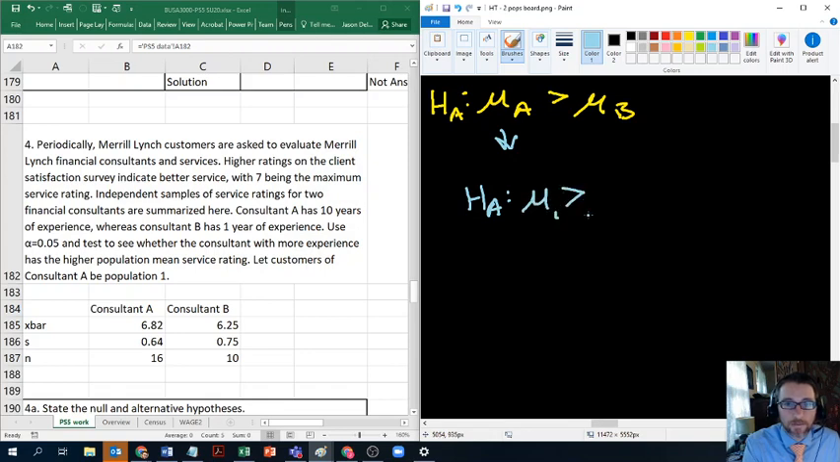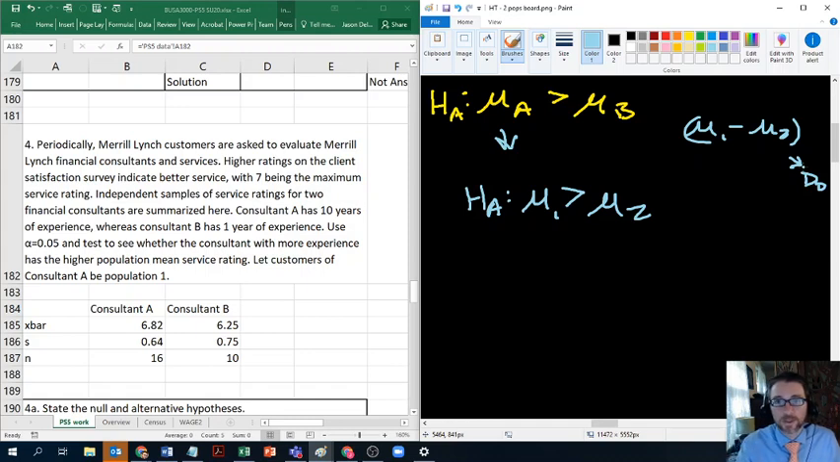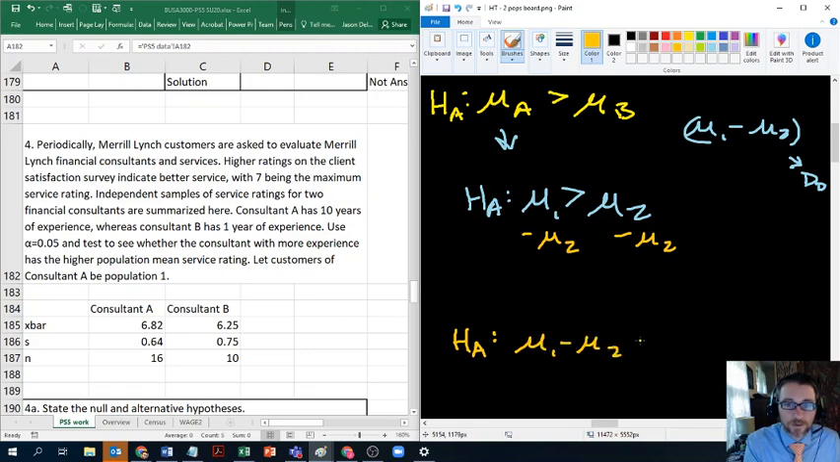mu1 greater than mu2. Now we want to turn this into a test of the difference between two means, and we do that because that will spit out on the other side our hypothesized difference between the two means. So in order to do that, we need to get these two together on the same side. I'm going to subtract mu2 from both sides, and if I do that, we should get the alternative that we're looking for. HA: mu1 minus mu2 is greater than 0.